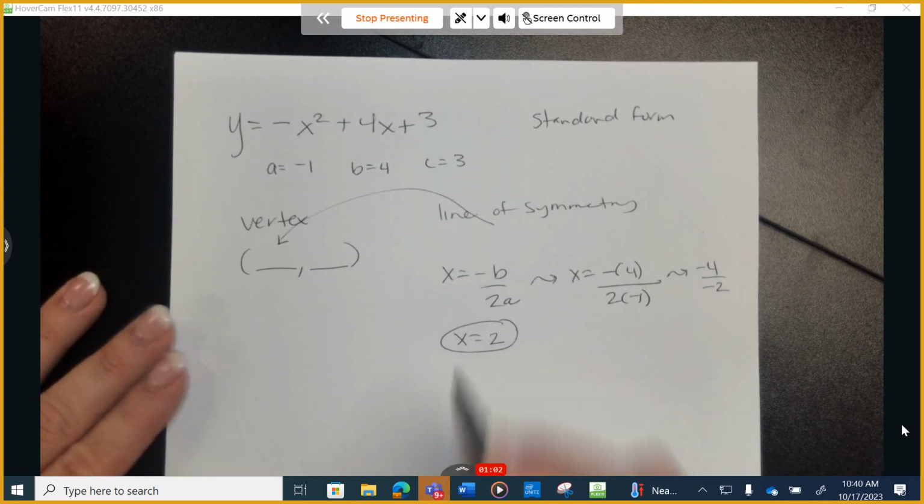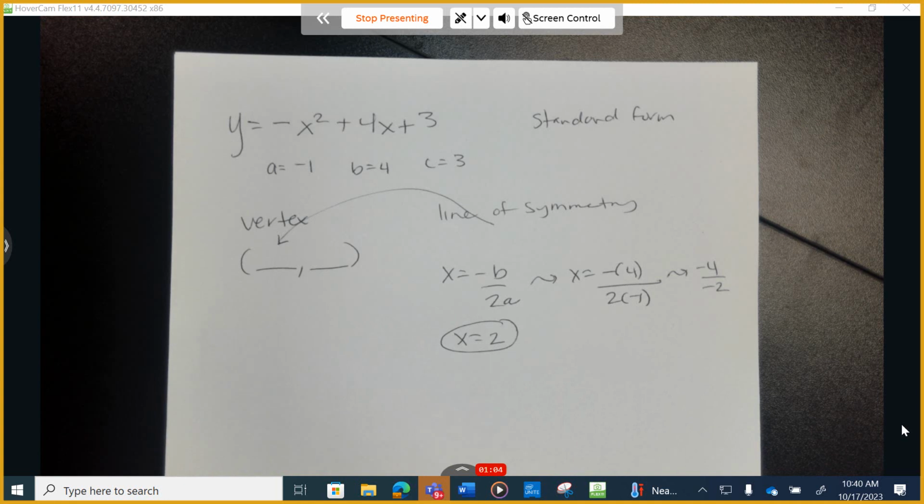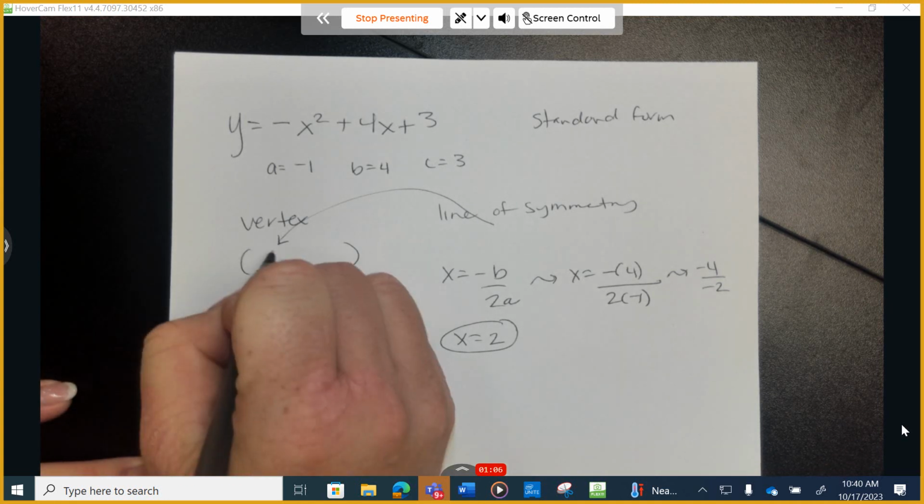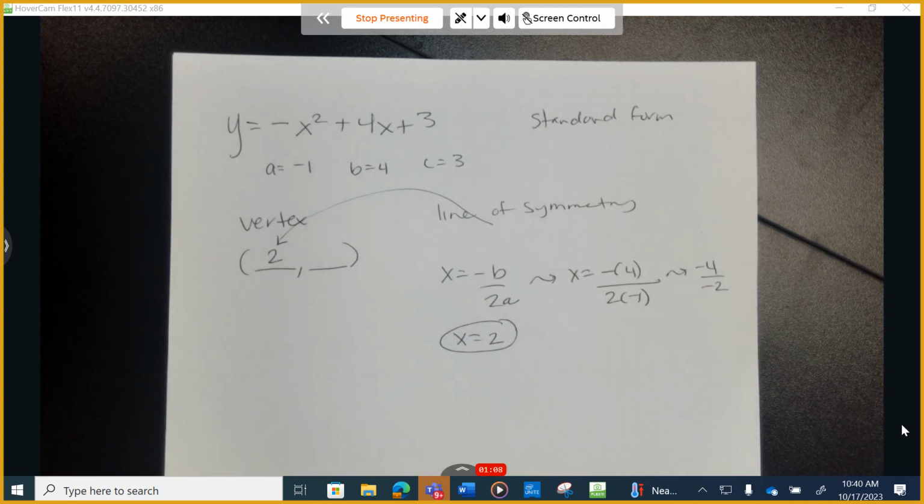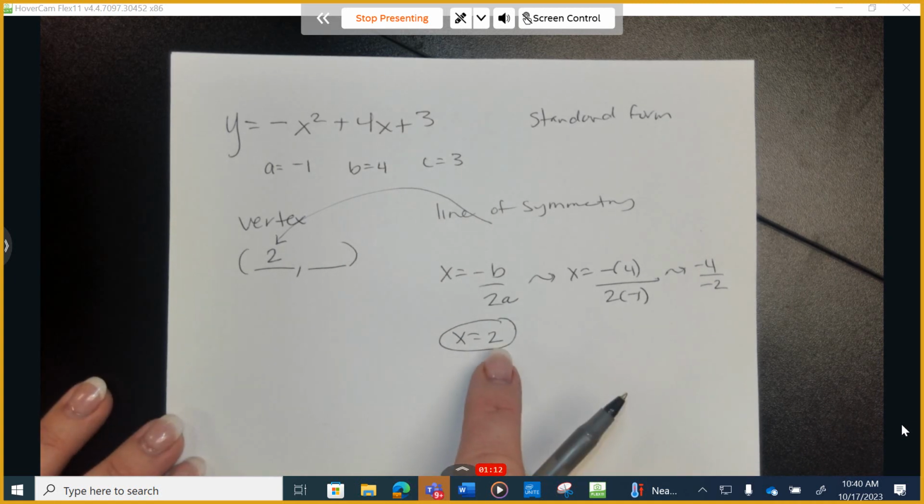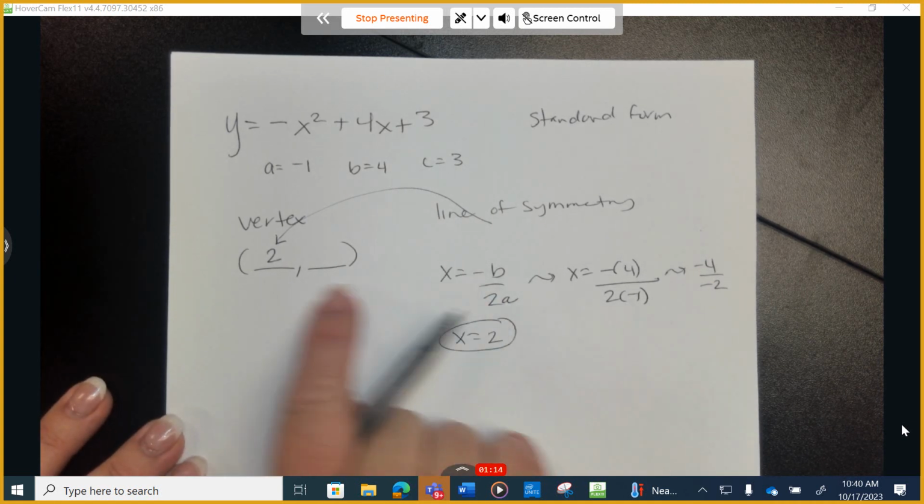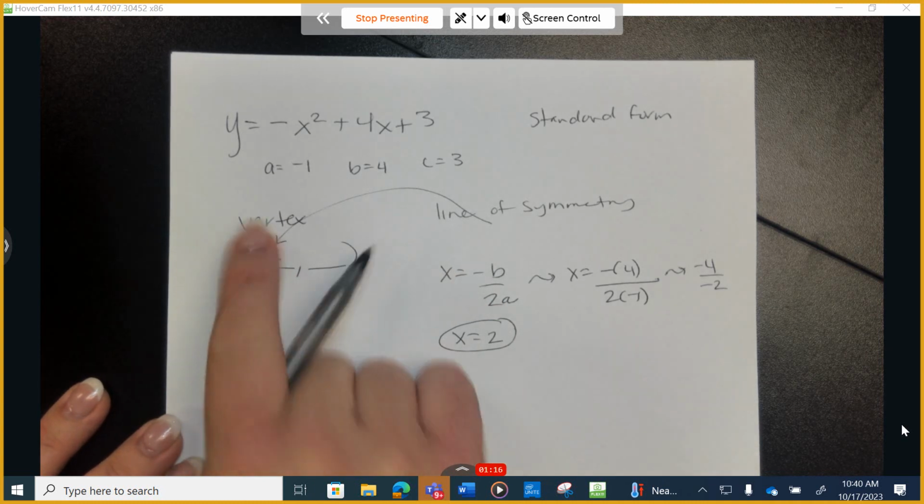So this is my equation of the line of symmetry. If you get that wrong, that means your vertex would be wrong and the rest of the problem would be graphed incorrectly. So it's important to take your time on this. Whatever this value is will go in place of the X coordinate for the vertex.